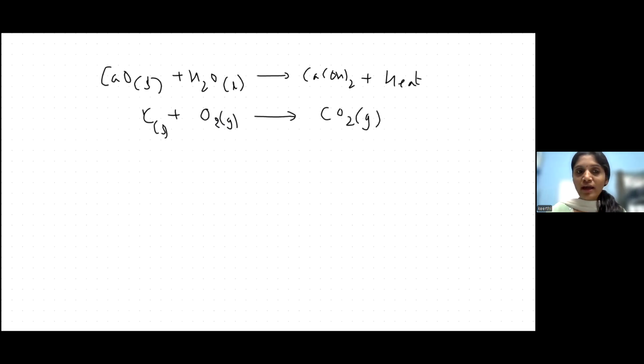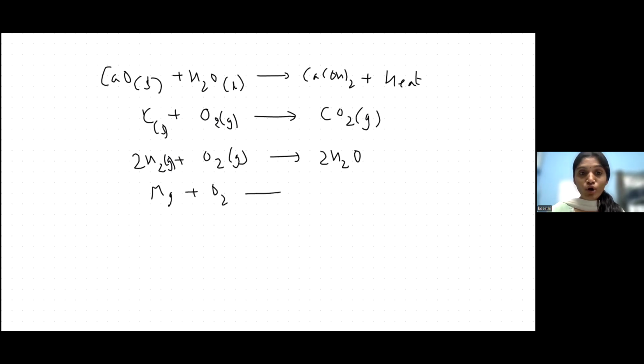The next combination reaction I have is 2 moles of hydrogen react with 1 mole of oxygen. Both of them are in the gaseous form. And what do they give? They give 2 moles of water. This is the next combination reaction. Clear? Now you have one more combination reaction here, which is magnesium reacts with oxygen, giving magnesium oxide.